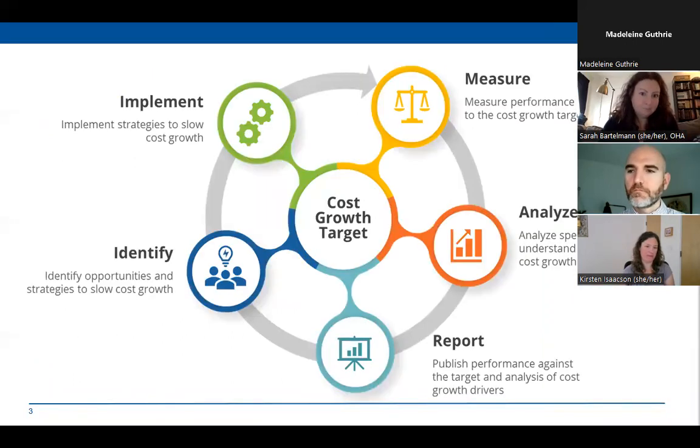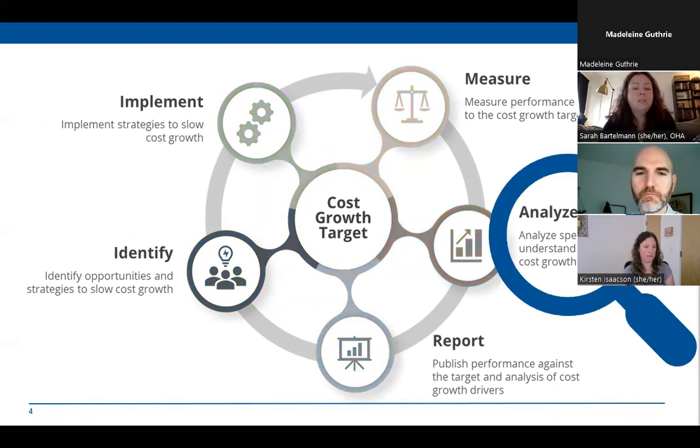Next slide, please. So this is our Cost Growth Target Program annual cycle. Our program is charged with measuring the cost of healthcare. How fast is that healthcare spending growing in Oregon year over year? And every year we'll measure that performance statewide relative to the cost growth target. But also, really importantly, we need to drill in on analyzing what the cost growth drivers are. So what is driving cost growth? What is underneath the hood, if you will?